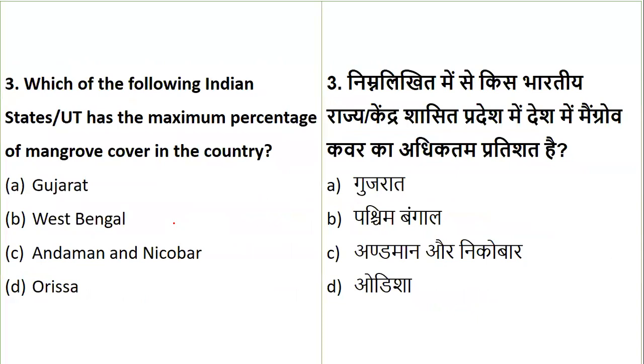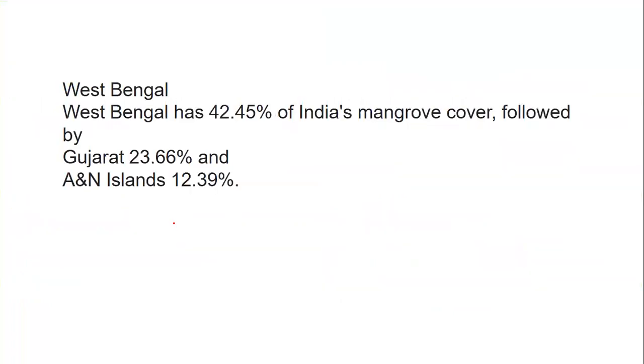Then, which of the following Indian states or union territories has the maximum percentage of mangroves: Gujarat, West Bengal, Andaman and Nicobar, or Orissa? It is the state of West Bengal which has the maximum mangroves in the country, so the answer is West Bengal. Now let's see the statistics. West Bengal has 42%, followed by Gujarat with 23%, and then Andaman and Nicobar with 12%.